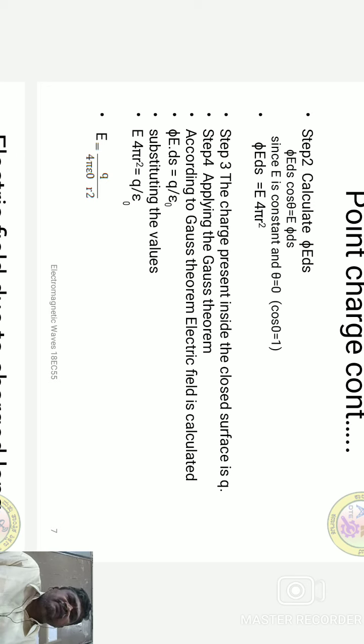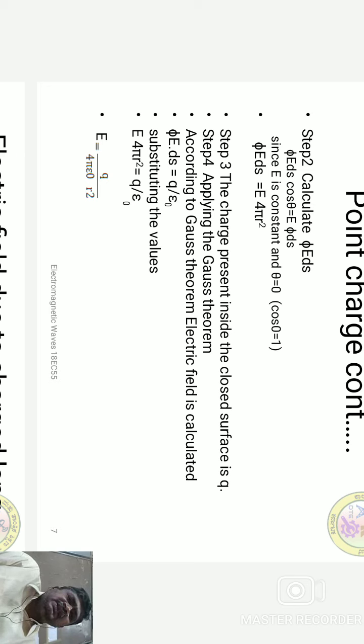At the last and final step we apply the Gauss theorem. What is this Gauss theorem? Closed integral of E ds cos theta, or simply, because theta is 0, closed integral of E ds is equal to q upon epsilon naught. What is my closed integral of E ds? It is E into 4 pi r square, which is equal to q upon epsilon naught. I want to calculate the electric field.